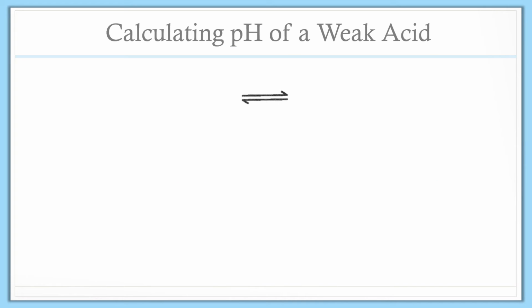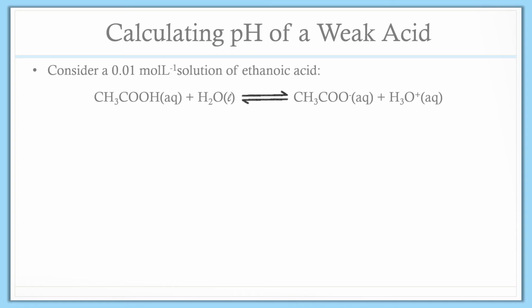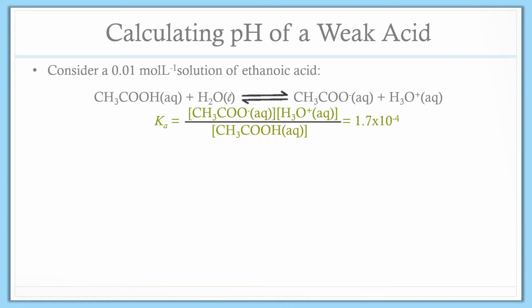So how do we actually do it? We're back to our equation, CH3COOH in equilibrium, and we put this in our Ka equation. This should be familiar from the other page. Ka equals the concentration of CH3COO minus, that's our A minus, times the concentration of H3O plus, all over the concentration of CH3COOH, that's our HA. This is our acid, this is our conjugate base. And that all equals 1.7 times 10 to the negative fourth.